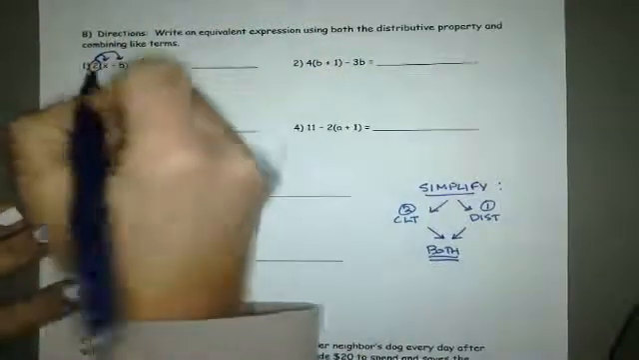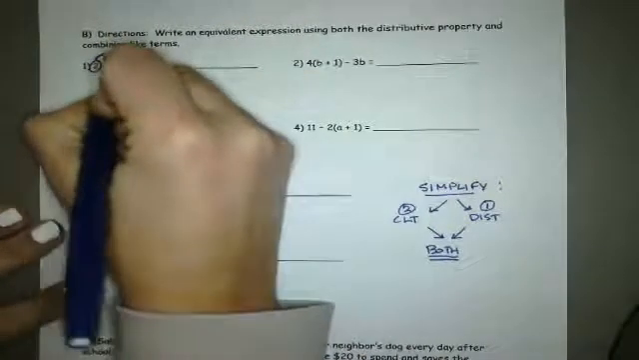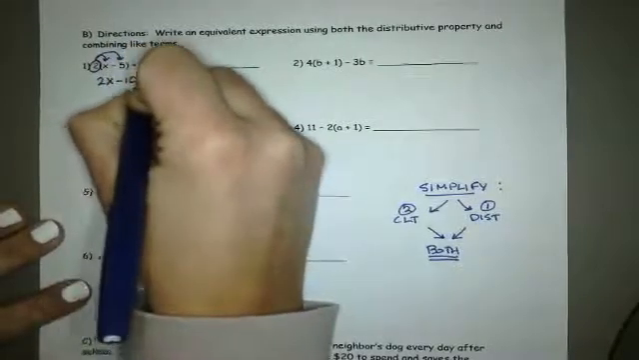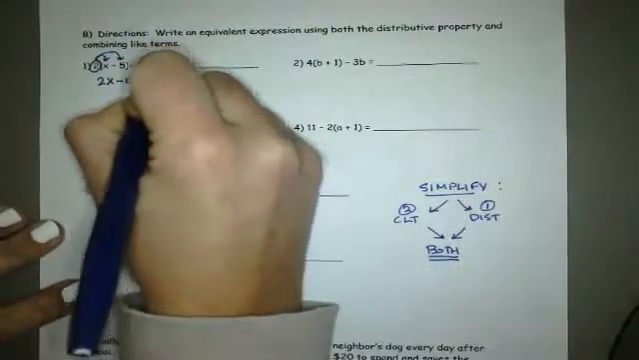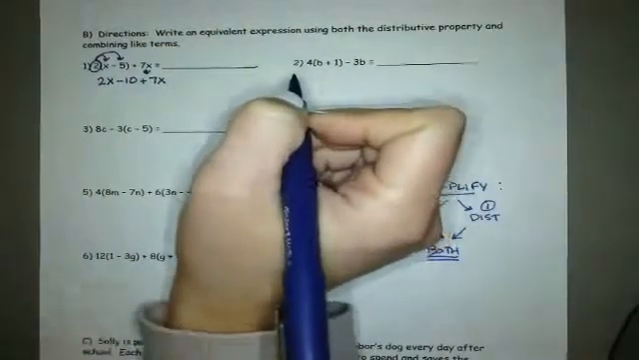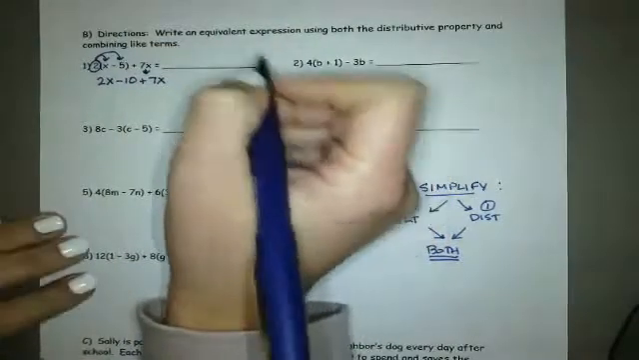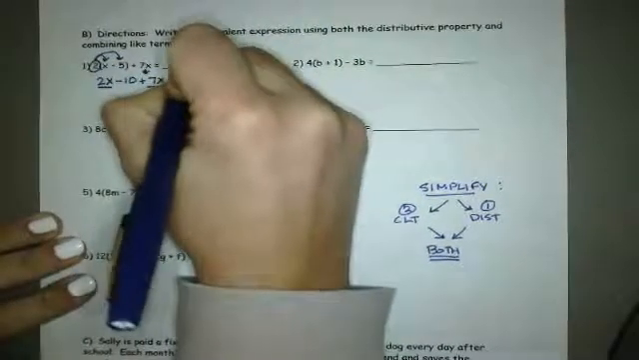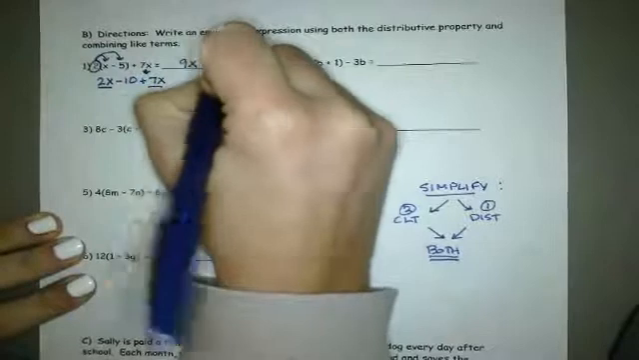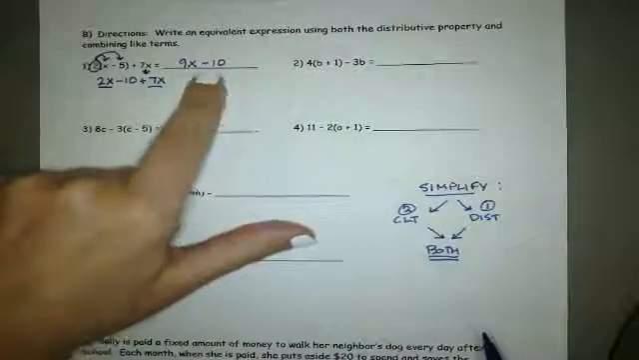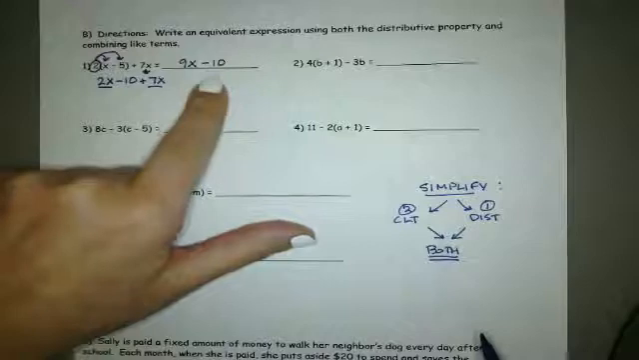So we circle the 2 and we draw our arrows. 2 times x is 2x, and 2 times negative 5 is negative 10. Now we have to bring down the plus 7x. So we've distributed, the parentheses are gone, and now we do 2x and 7x, which is 9x, and then we bring that minus 10 along with us. This is our fully simplified answer.